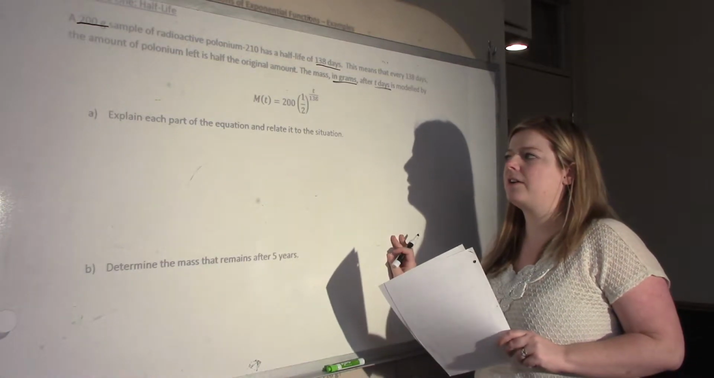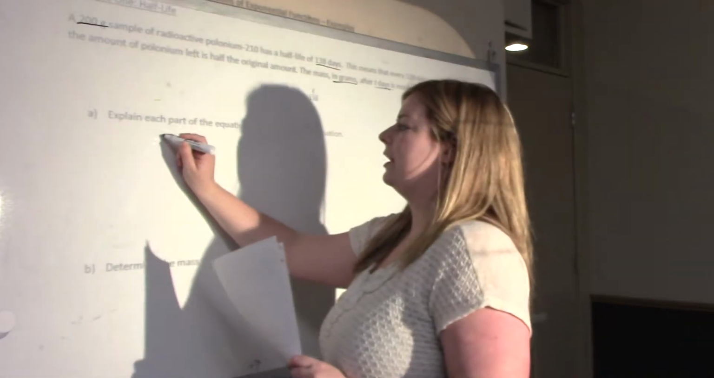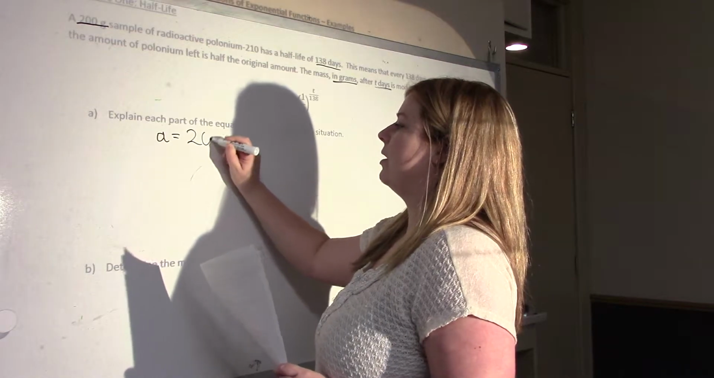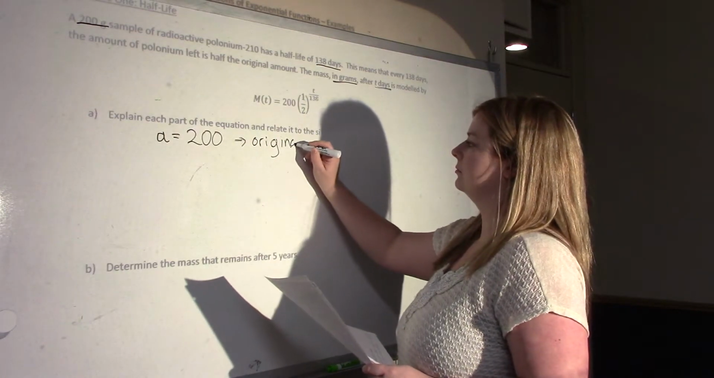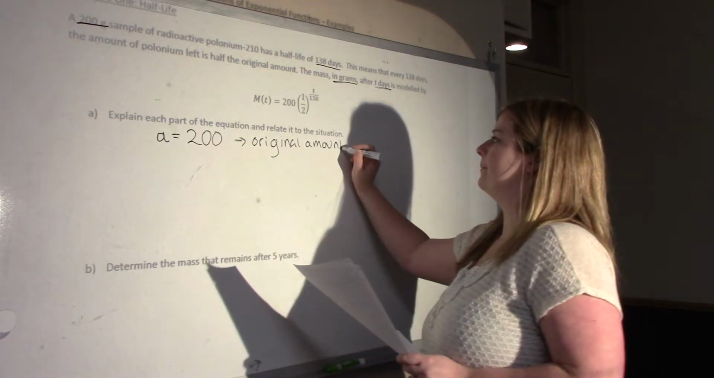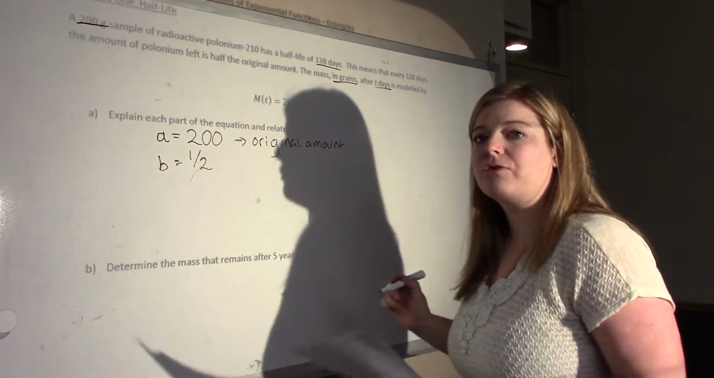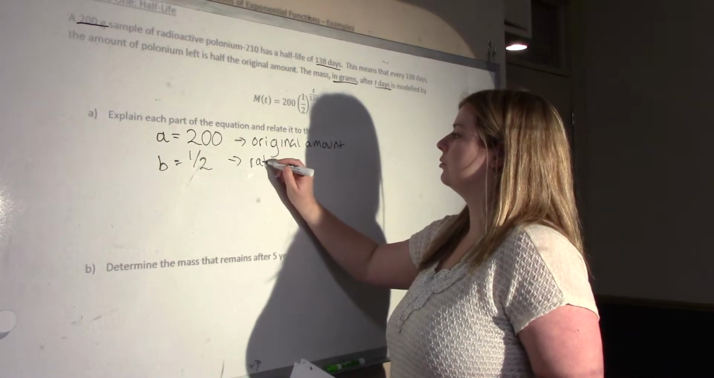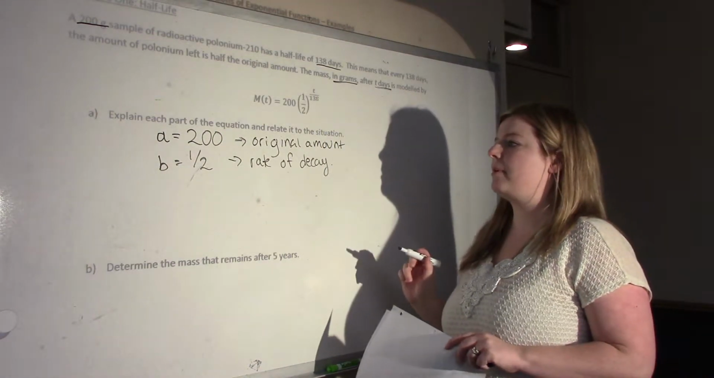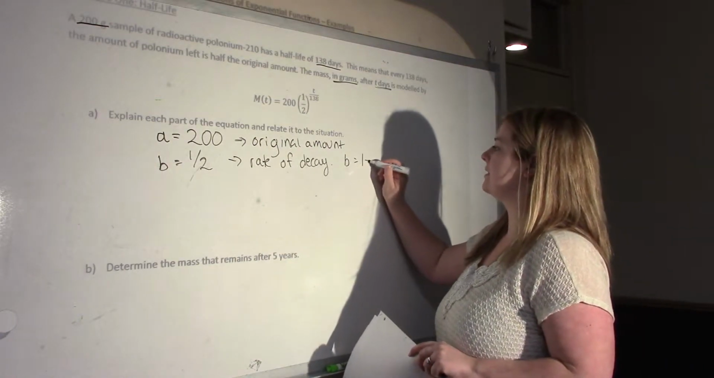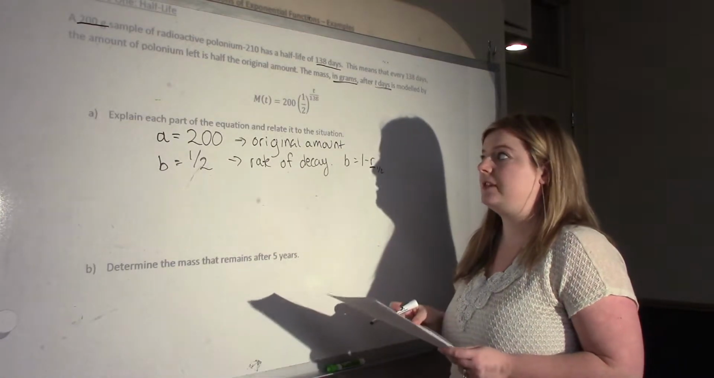So let's explain each part of the equation and relate it to the situation. The 200, where does that come from? Well, that's the A value, which is 200, and that's the original amount. The B value is a half. This is the rate of decay. Remember, B is equal to 1 minus the rate. So the rate is a half to get a half, which means it's decaying by 50%.